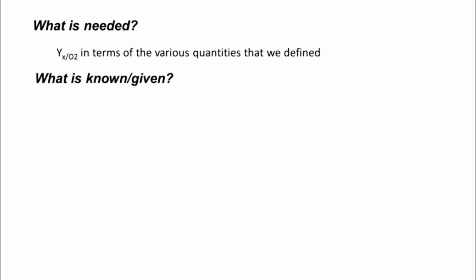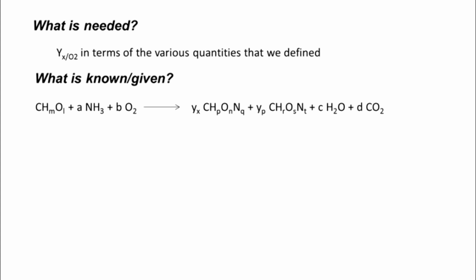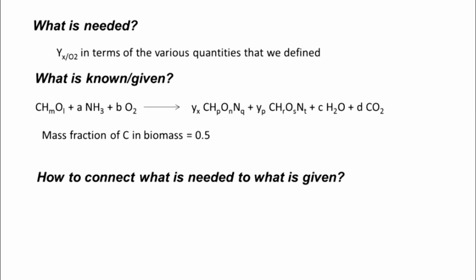What is needed? Our usual first question. YX/O in terms of the various quantities that we have defined is what we need. What is known or given? The stoichiometric equation is known. The mass fraction of carbon in biomass is 0.5, that is known. And how do we connect what is needed to what is given?